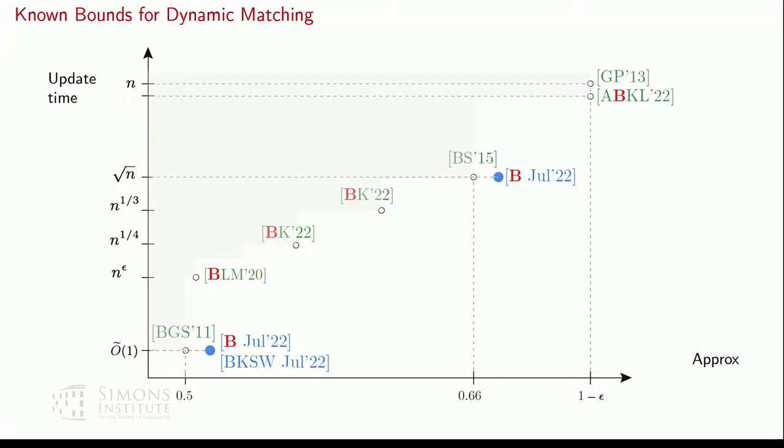So this continued earlier this year. Cheyenne, Peter, and Tashapol also showed that the 1 minus epsilon approximation can be maintained in polynomially sublinear in n time, n to the 1 minus epsilon time.